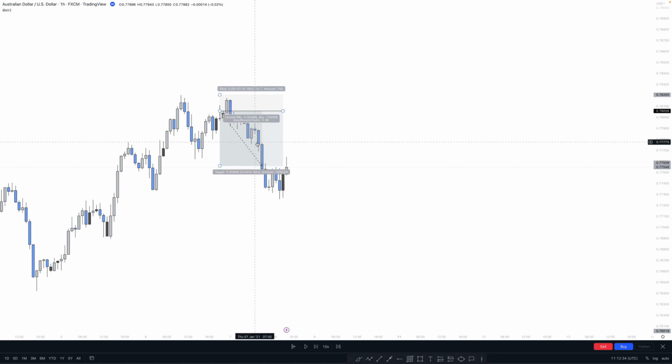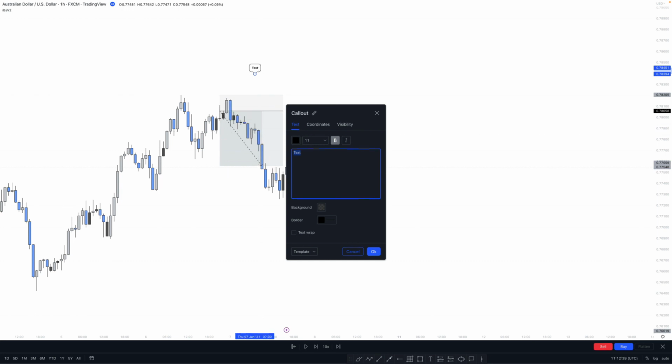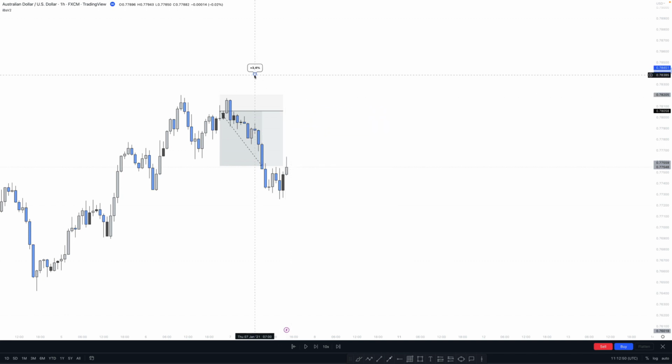Another thing you're going to write is how much percentage you have won. So you're going to write plus, and how much percentage? Almost 3.4%. So you're going to write plus 3.4%. So you're going to know that this trade gives you 3.4%.